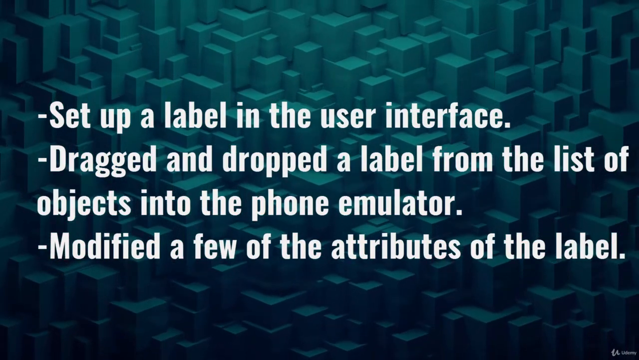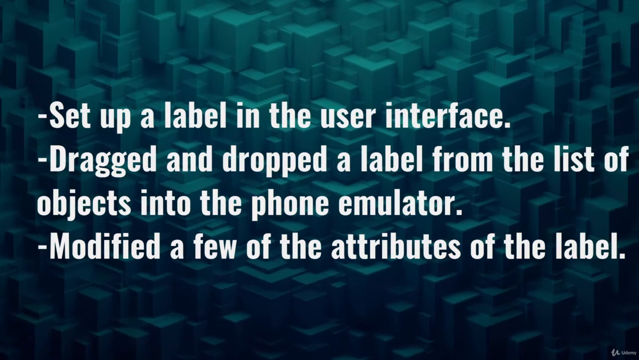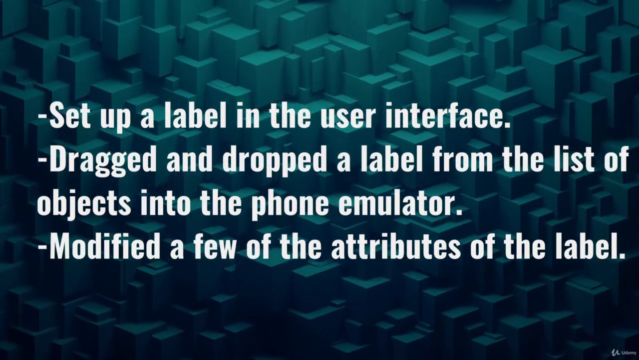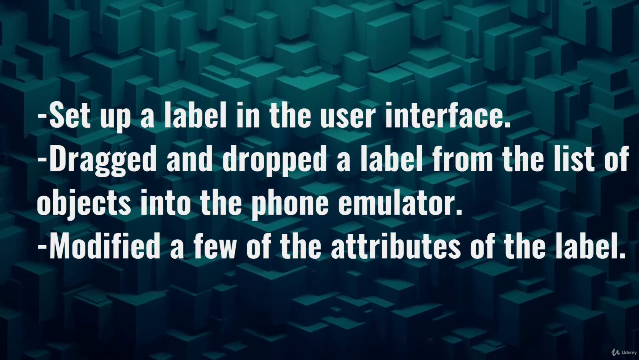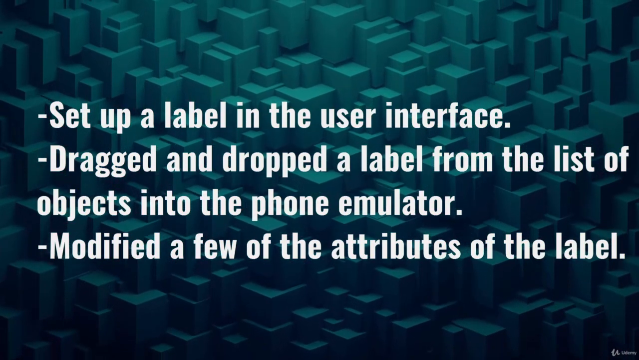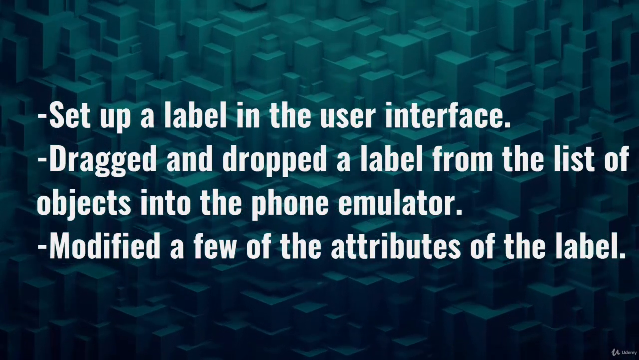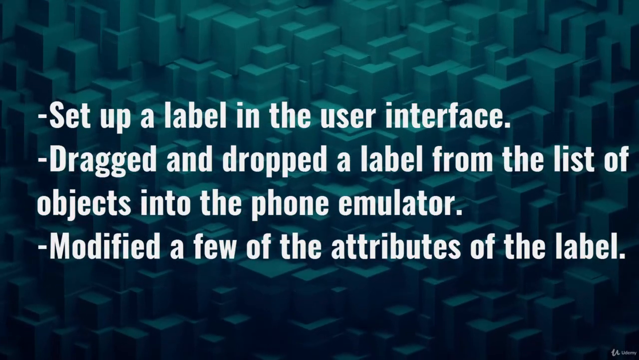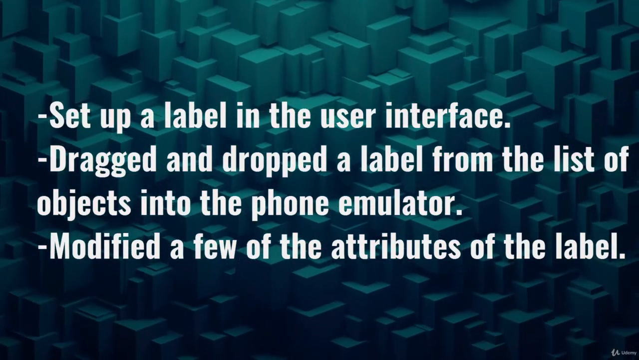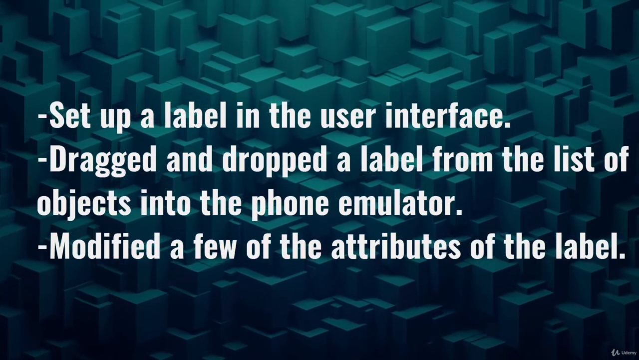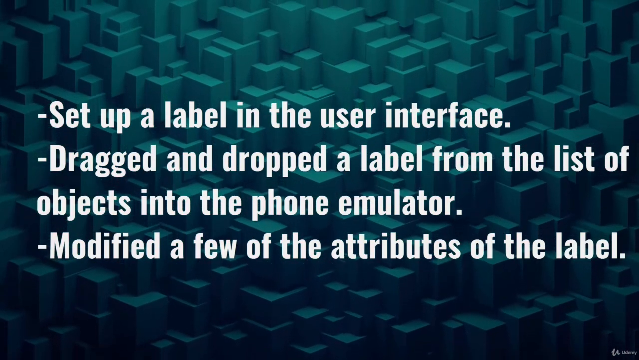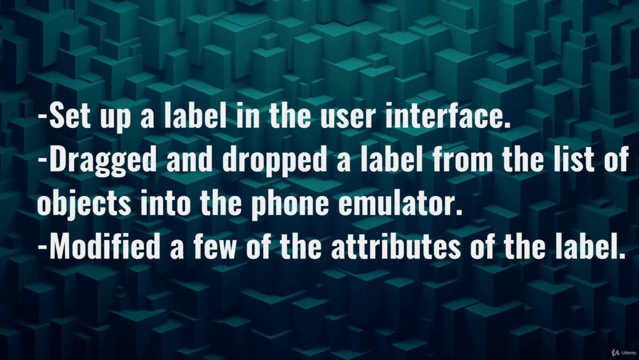Okay, so labels are basically just a way to display some kind of text, and we're doing an entire tutorial on these things because they're going to be used a lot in pretty much all of your phone applications. Okay, so we only modified a few of the attributes of this particular label that we added, and we did this using the attributes editor. Okay, so this part coming up, we'll be looking at how to modify the attributes from the code itself.